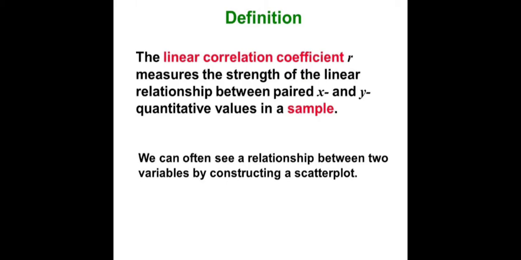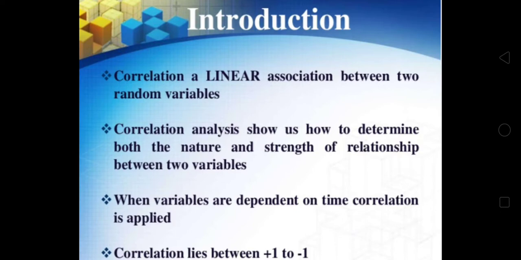That means before the correlation topic we have discussed the relationship between, for example, price and quantity demanded, or price and supply. And now when we are applying this relationship between the law of demand or law of supply, or we can say between two variables' quantitative values like X and Y, that is called correlation. We can often see a relationship between two variables by constructing a scatter plot. Different methods are there. We will discuss all these methods.